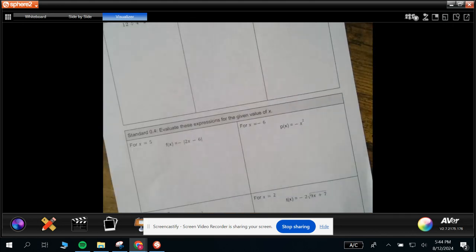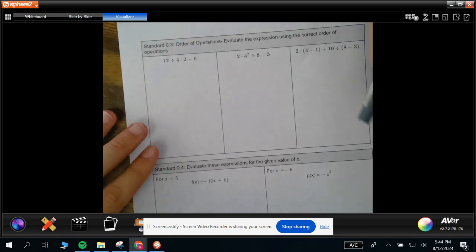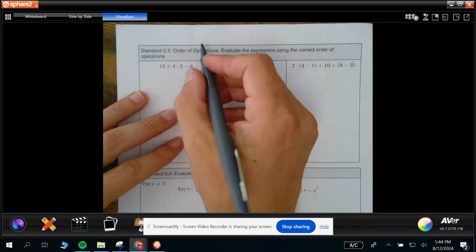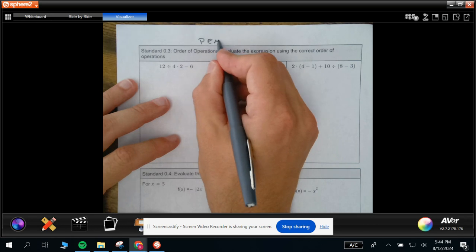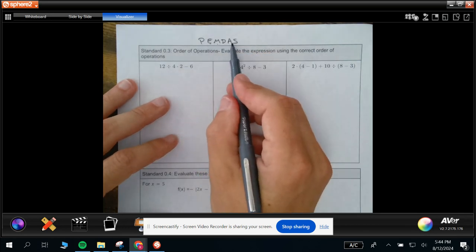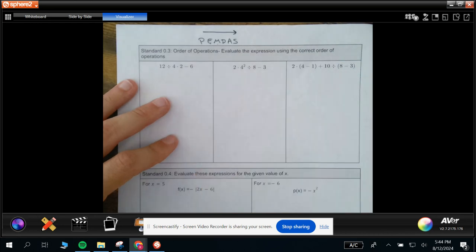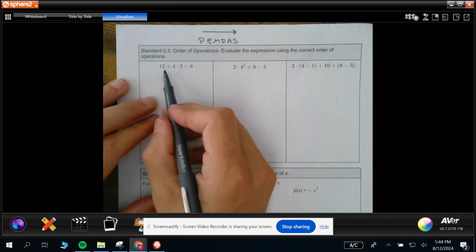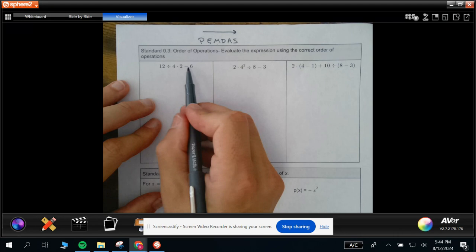Standard 0.3, order of operations. So for order of operations, the way I remember it is PEMDAS. Parentheses, exponents, multiplication, division, addition, subtraction, left to right. So what comes first? I see 12 divided by 4 times 2 minus 6.